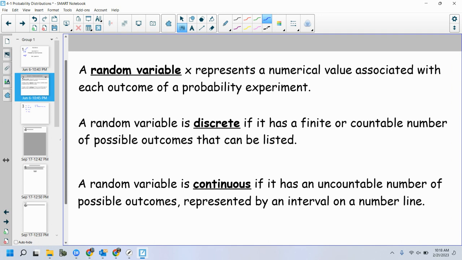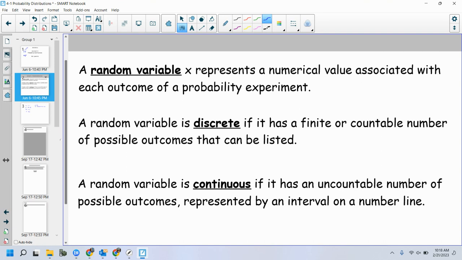All I'm saying here is that we are going to start calling the probability of an event P of x, and we're going to make it open rather than say probability of something. We're going to say probability of a variable happening. So P of x, because then we're going to start to make equations out of that too. We're going to let it vary. So random variable x represents a numerical value associated with each outcome of a probability experiment. Like probability of rolling a 1, or probability of rolling a 2, or probability of getting a heads, or probability of pulling a 4, those types of things.